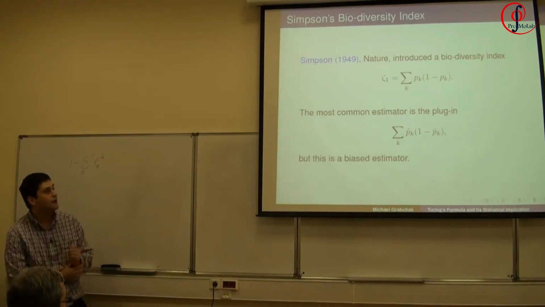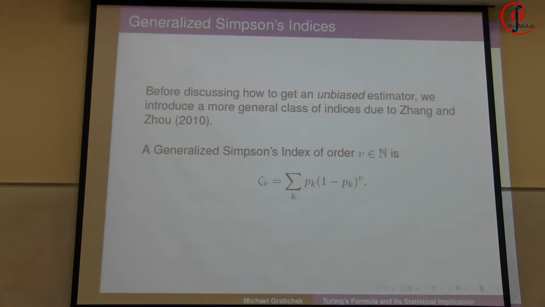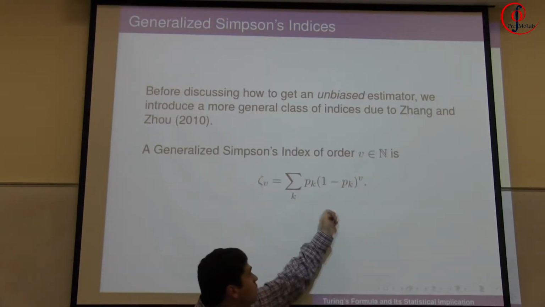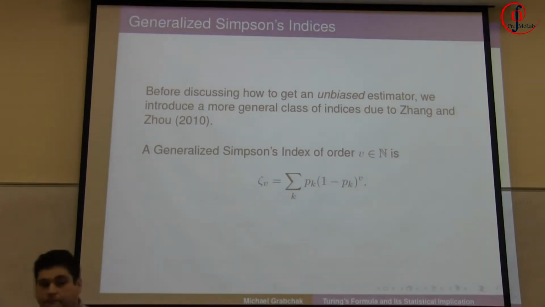Sure, yes. The reason I present it in this way is because I'll talk about a slight generalization of Simpson's index, the generalized Simpson's index, which was, as far as I know, introduced in Zhang and Zhao 2010. And here, basically, instead of weighting by 1 minus pk, we weight by 1 minus pk to the power v.